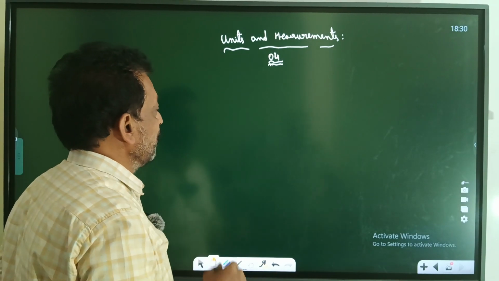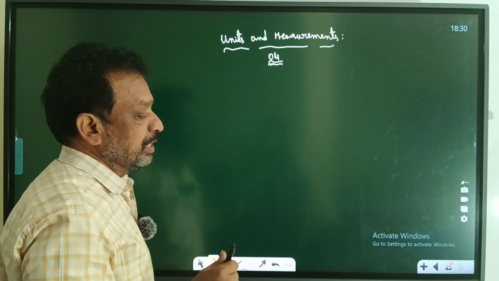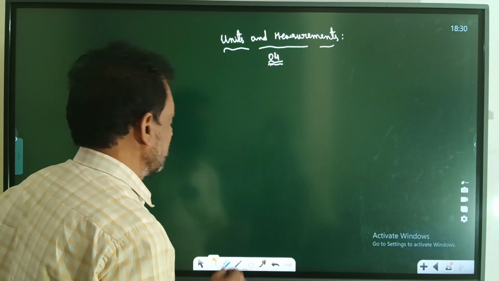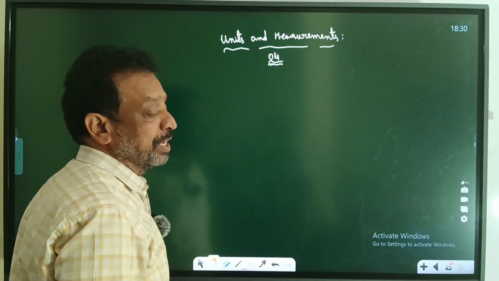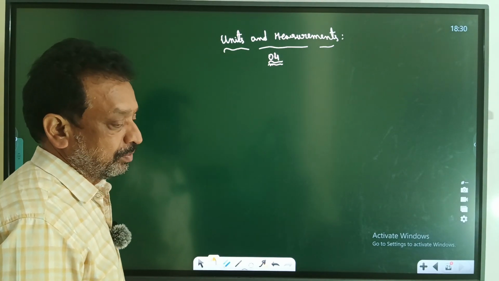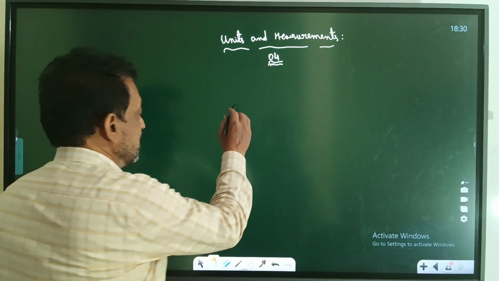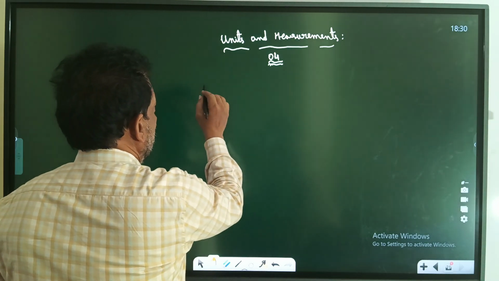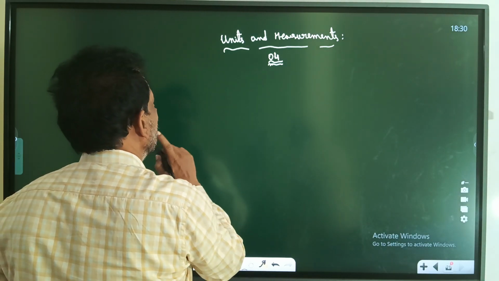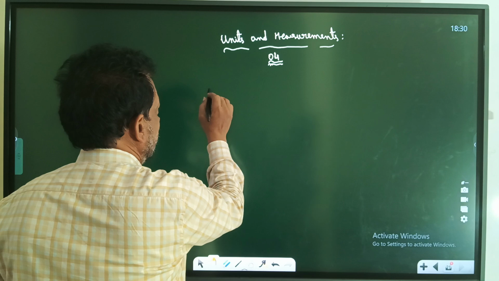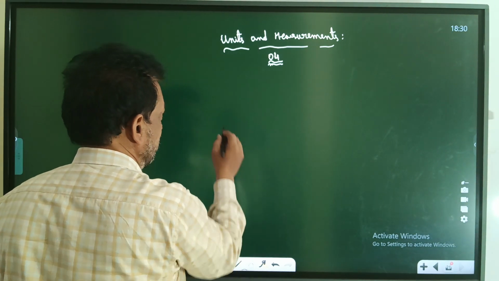So you have seen velocity and acceleration. What is velocity? The rate of change of displacement is called velocity. Now let us see here. Velocity we got, acceleration we got. Now velocity is completed, speed is completed.